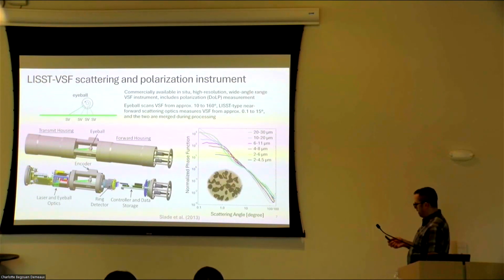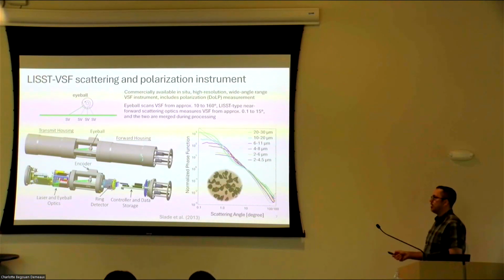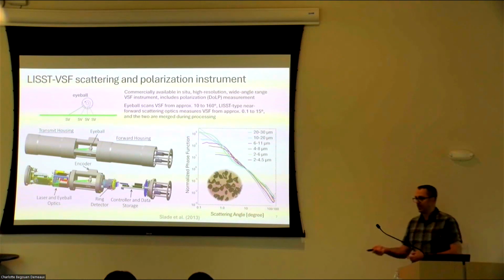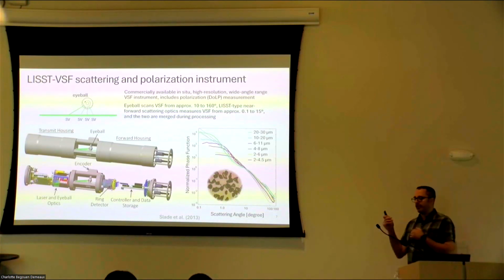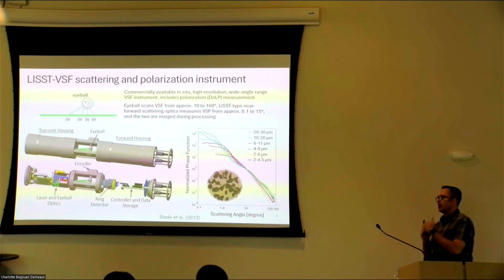What we do here also is have the standard LISST optics. So there's the ring detector and all that stuff here. And so you're getting the near forward, and then the eyeball is looking at the larger angle. So you have to merge those two, same idea. In our case, we don't calibrate the eyeball, we calibrate the ring detectors and then merge the two together.